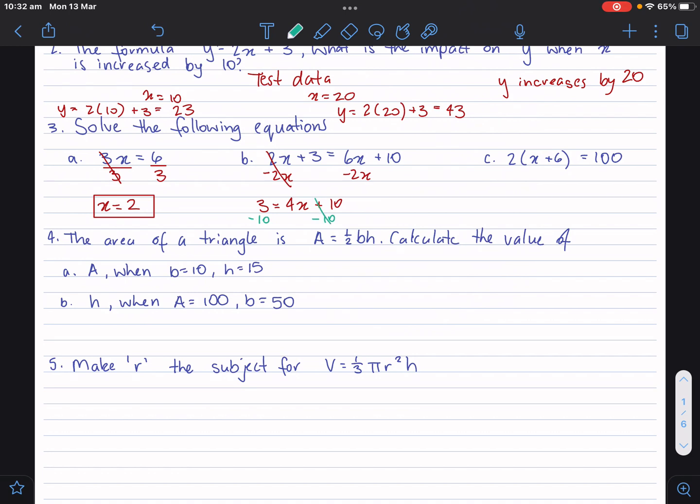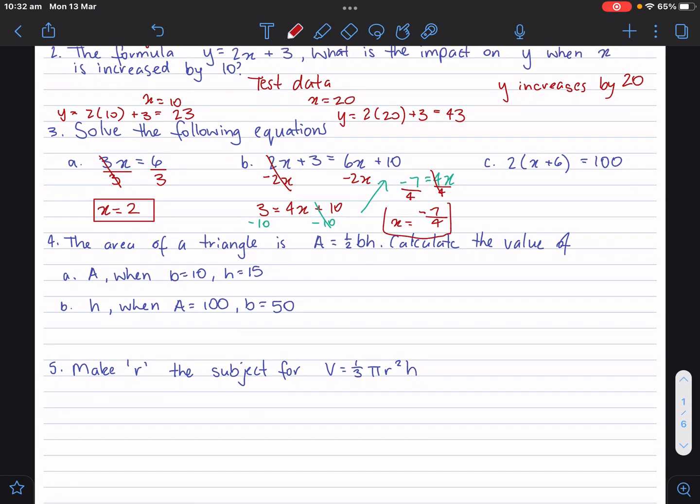And I'm left with minus 7 equals 4x. And then to get the x by itself, I've got to divide it by 4, divided by 4, and therefore I have x equals minus 7 over 4. And I can't simplify that any further, so I leave it as a fraction. I do not round it off as a decimal. I leave it as a fraction.